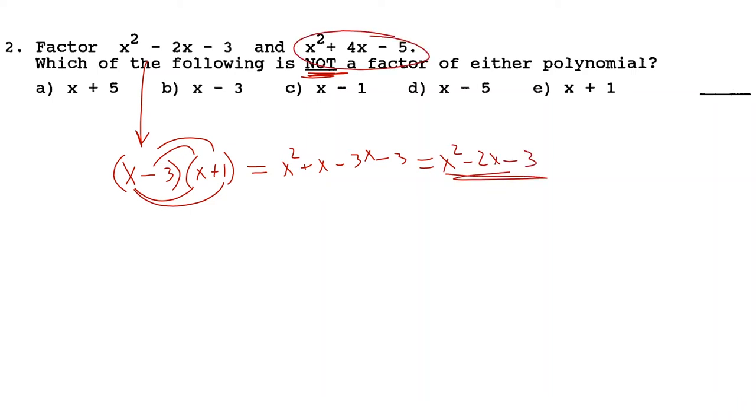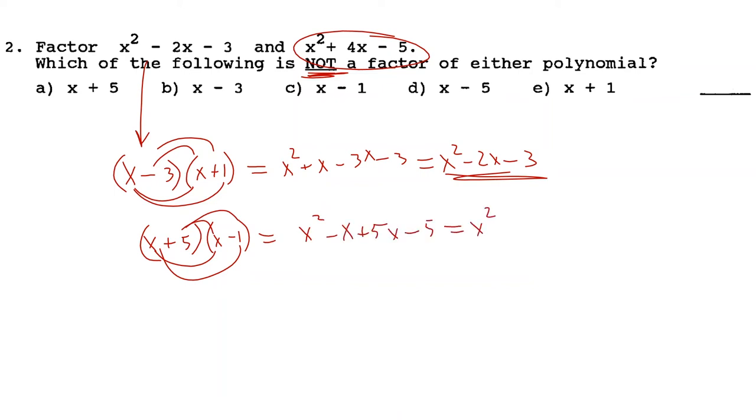Now, for the second one, do the same thing. So here we got x plus 5 times x minus 1. Again, I would check this just in case, so foil it. So it's x squared minus x plus 5x minus 5, which is equal to x squared plus 4x minus 5. Again, it matches.